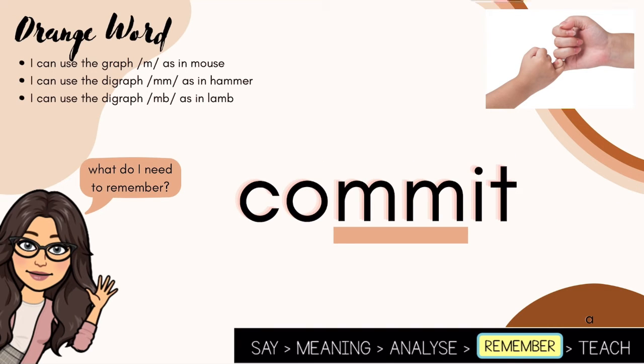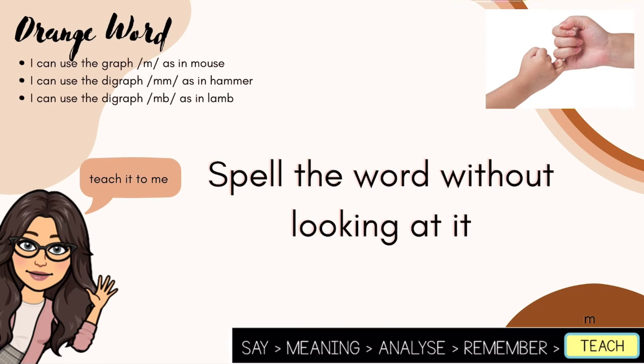What part of the word commit do you need to remember? Perhaps it is the digraph MM that's making the m sound. You might need to remember that commit, although it sounds like the u sound or the o sound, it's actually the graph O. Okay, have a turn at spelling the word commit without looking at it. Remember, you can pause the video if you need extra time.